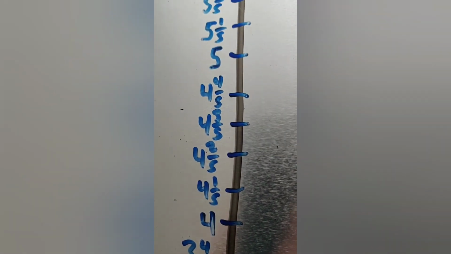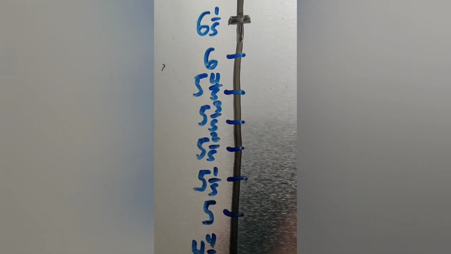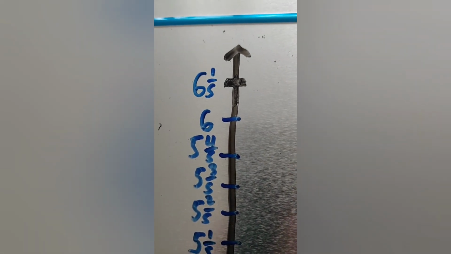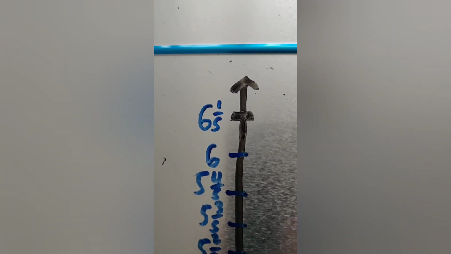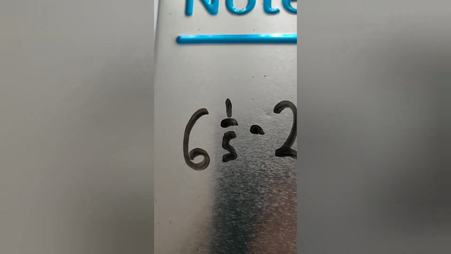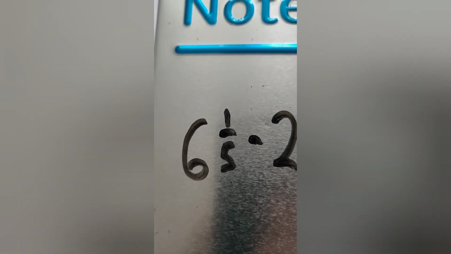4 and 1/5, 4 and 2/5, 4 and 3/5, 4 and 4/5, 5, 5 and 1/5, 5 and 2/5, 5 and 3/5, 5 and 4/5, 6, and then 6 and 1/5. And again, we don't need to go higher than 6 and 1/5 because we're subtracting down from 6 and 1/5.